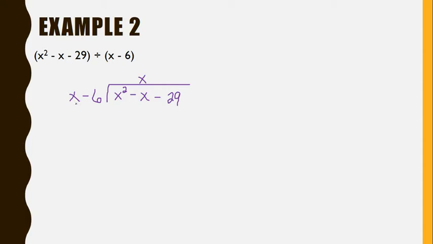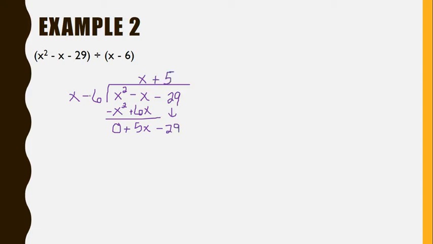Now we're going to subtract. So like I said, we're going to just change the signs and then it becomes an addition. X squared minus x squared is 0. Negative x plus 6x is a positive 5x. So now we're going to bring down our negative 29. Now 5x divided by x gives us a 5. So we have a plus 5 now on top.